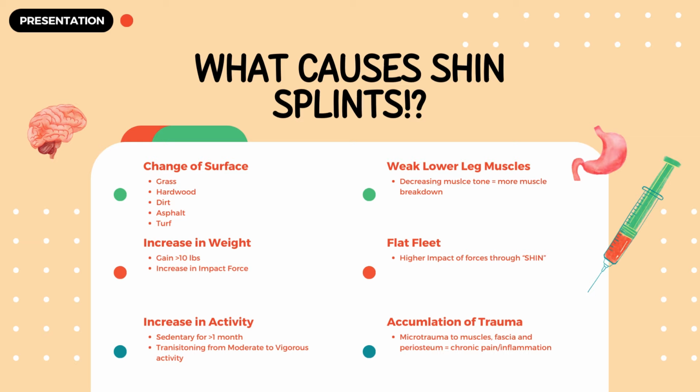The change of surface pretty much transitions from grass to hardwood to dirt to asphalt to turf. When you're playing sports in high school or in college or at the pro level, a lot of times you change surfaces all the time. What I mean by that, let's say you're in high school and you're probably playing multiple sports, baseball, basketball, and football. Those are all played on different surfaces. If you're playing the infield in baseball, it's probably a dirt infield. As a result, guess what?